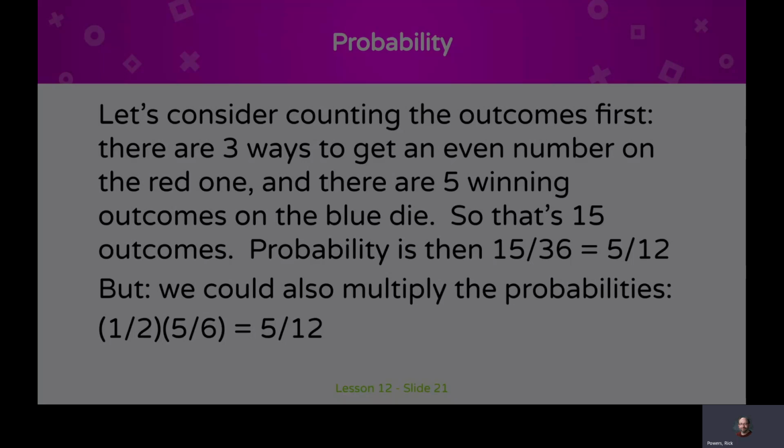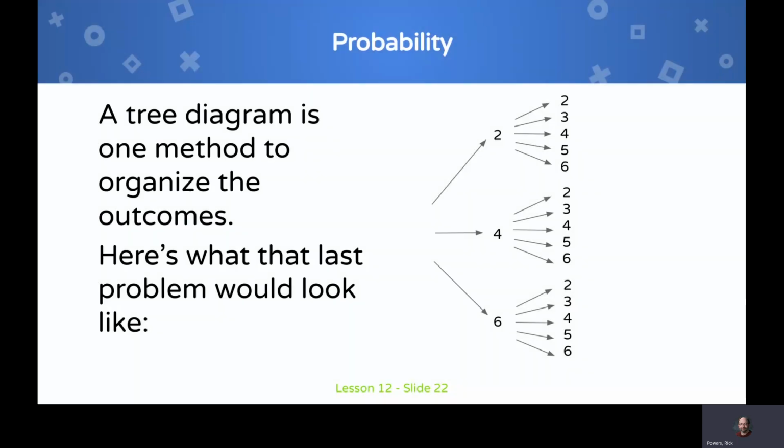A tree diagram is one method to organize the outcomes. Here's what that last problem would look like. Getting an even number on the first die, 2, 4, 6. Getting a number that's not equal to 1 on the next die, 2, 3, 4, 5, 6. Note that we multiply 3 times 5, 15 outcomes out of the 36.